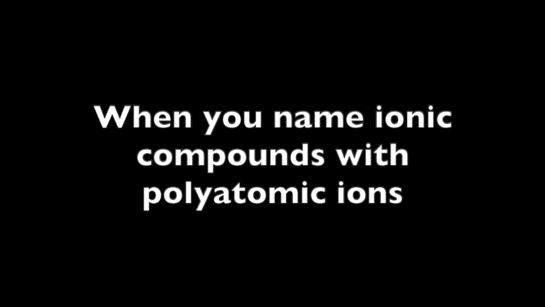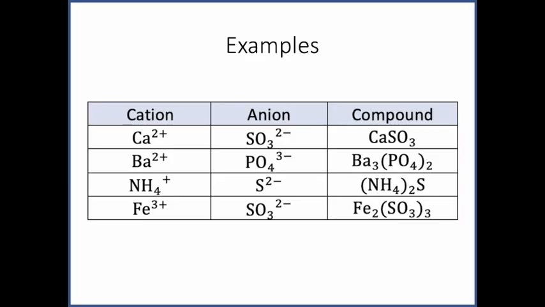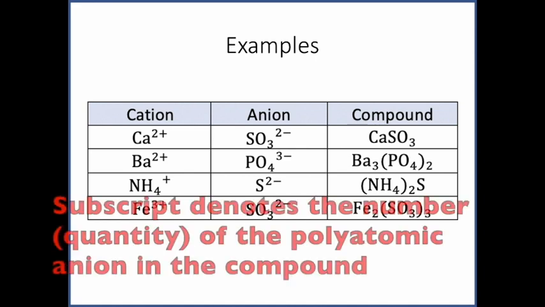Now, when you name ionic compounds with these polyatomic anions, it's very similar to the way we name type 1 and type 2 binary ionic compounds. The cation goes first, and it usually has the name of the element. The polyatomic anion goes second. Now take a look at these examples. For some of these compounds, you'll see the ion in parentheses with a subscript. The subscript denotes the number of that ion in the compound.